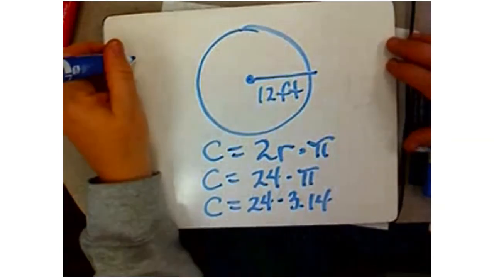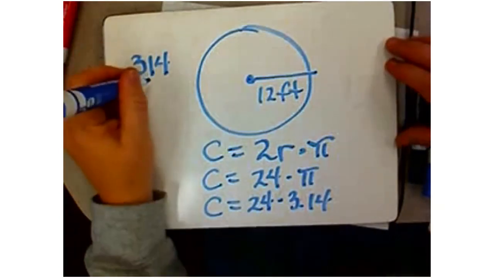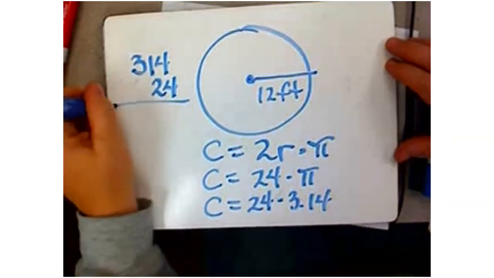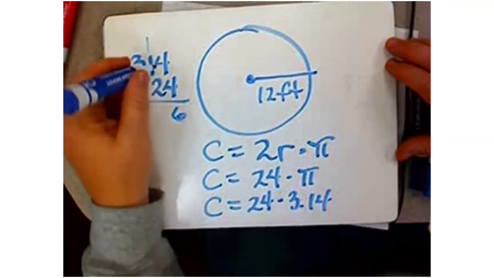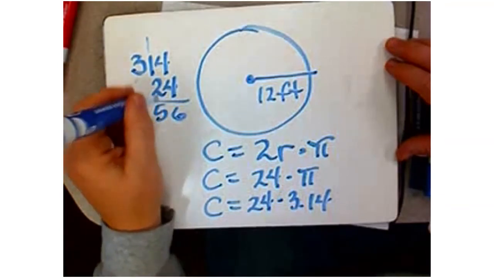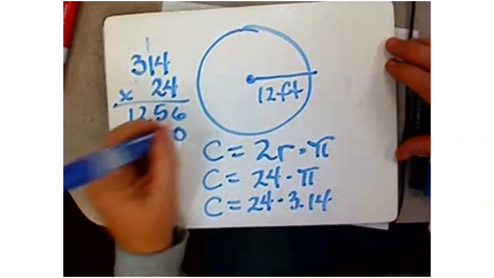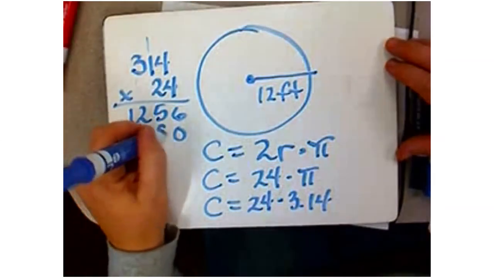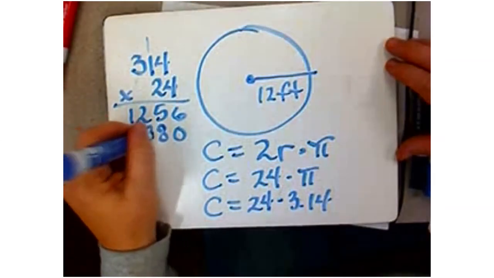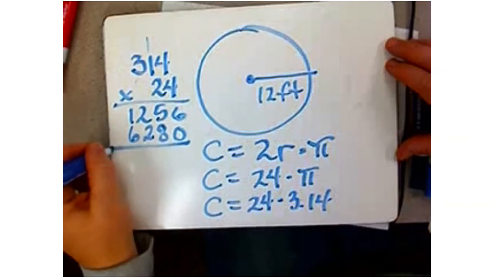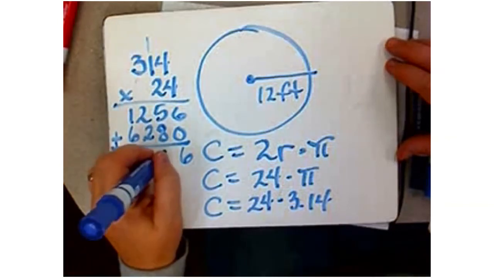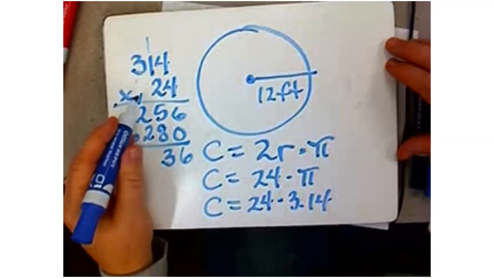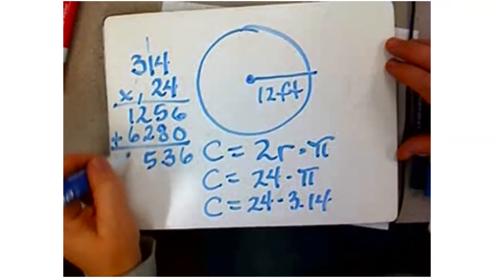So if you're doing this by hand, you'd have 314 times 24. So you'd have 4 times 4 is 16, carry the 1. 4 times 1 plus 1 is 5. 4 times 3 is 12. Placeholder 0. 2 times 4 is 8. 2 times 1 is 2. 2 times 3 is 6. Add those products together. 6 and 0 is 6. 5 and 8 is 13. Carry the 1. 1 and 2 is 3, and 1 and 6 is 7.